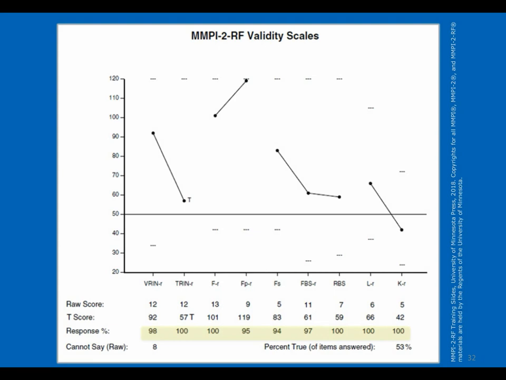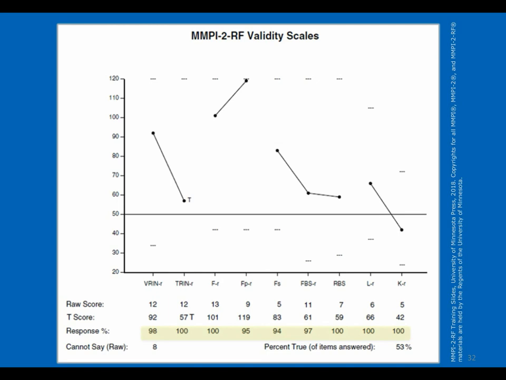Let's consider another example. So in this example, we'll start again by interpreting cannot say. And we see here that the value is 8, indicating that the person produced unscorable responses to 8 questions. So what we'll want to do next is examine the response percentages for the scales to see if any of them were impacted by non-responding. And again, the cutoff here is less than 90%.